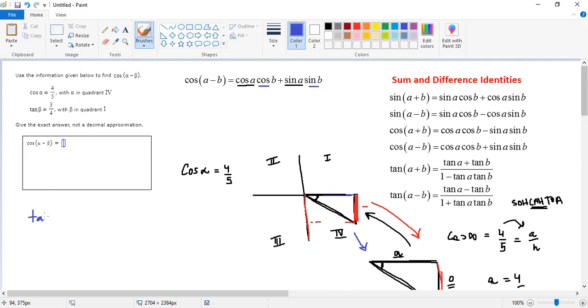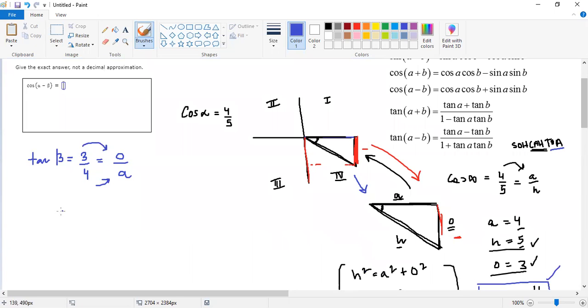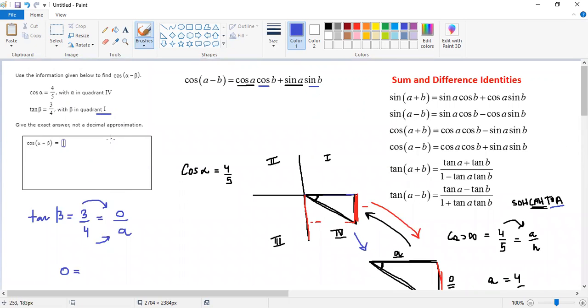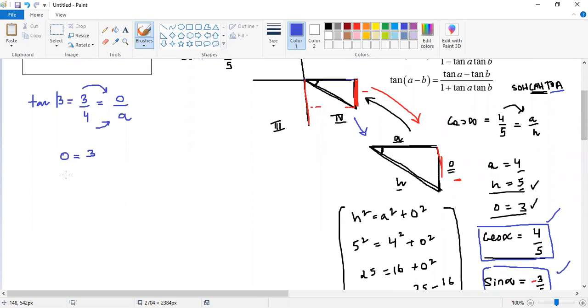So we're told that the tangent of beta is equal to 3 over 4. But due to SOHCAHTOA here, we know that the tangent of theta is O over A, right? So O over A. And since our triangle is clearly in the first quadrant, the opposite side is 3, and our adjacent side is 4. So let's get a good idea of how this triangle looks.